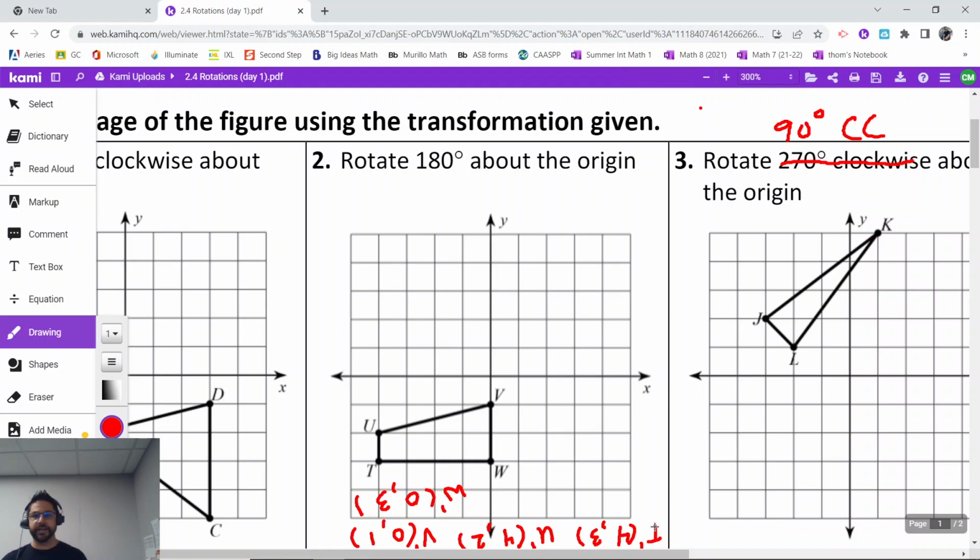So let's see, reading upside down, T prime is 4, 3. So from the origin, again, I go right 1, 2, 3, 4, up 1, 2, 3. That would be T prime. U prime is 4, 2. So again, that's right 1, 2, 3, 4, up 1, 2.